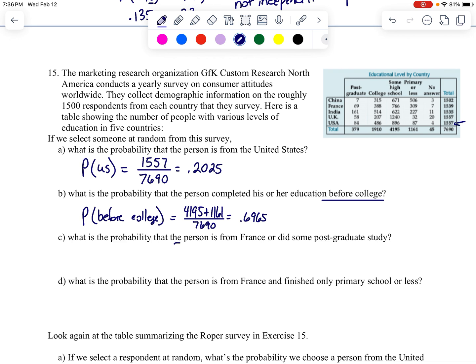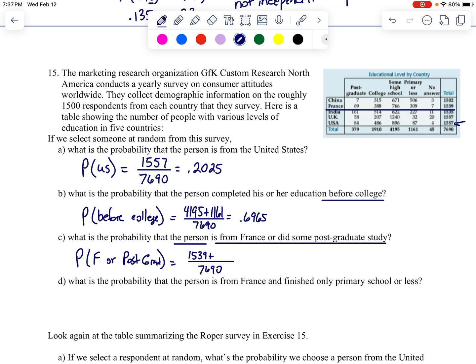What is the probability that a person is from France or did some postgraduate work? Okay, so when we do that, France or postgraduate, we have to remember what groups we're pulling from here. Again, this is the person, so we're talking about 7690 again, but we have different things that we have to do on top. From France, if we look over there, we have 1539. Doing postgrad is going to be this column here, which is going to be 379.